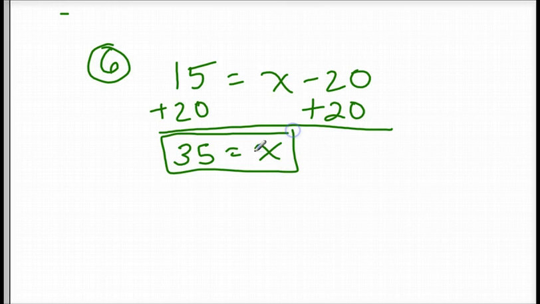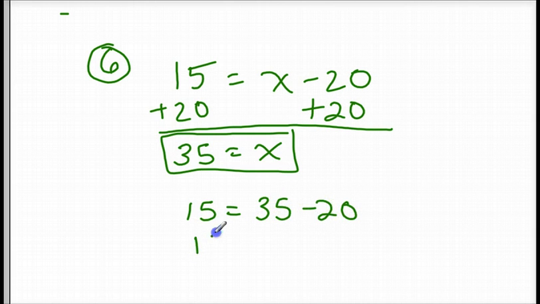Now, some of you might be confused because the x isn't over here, but it's okay. It's totally fine. So let's check this out. Does 15 equal 35 minus 20? And yes, it does. 15 equals 15.